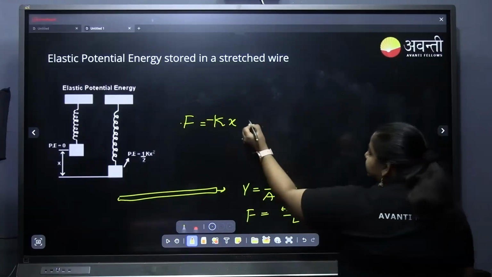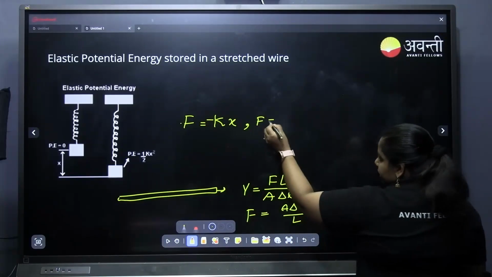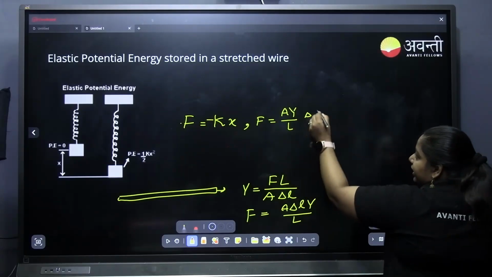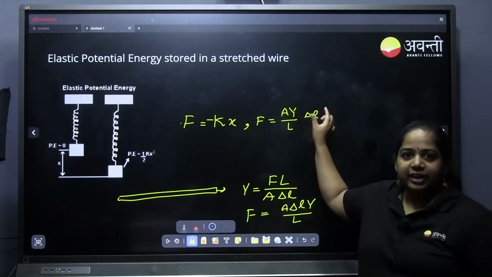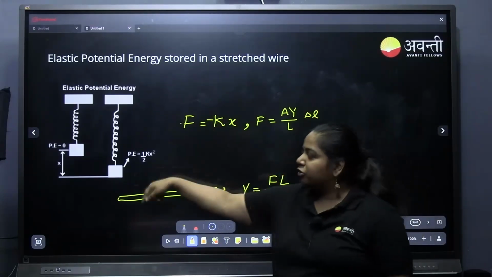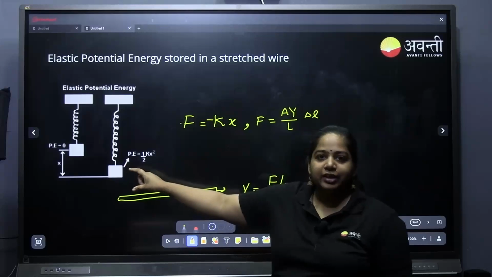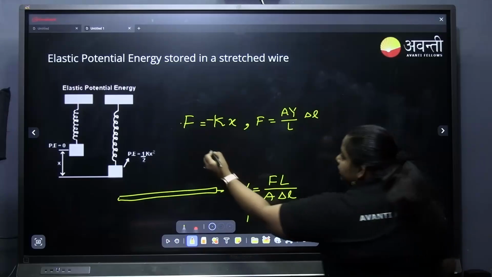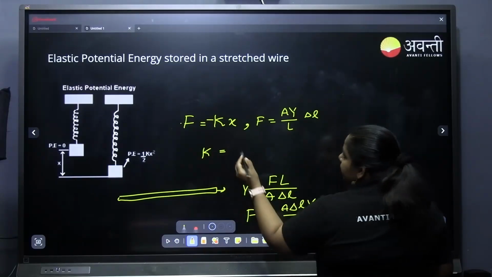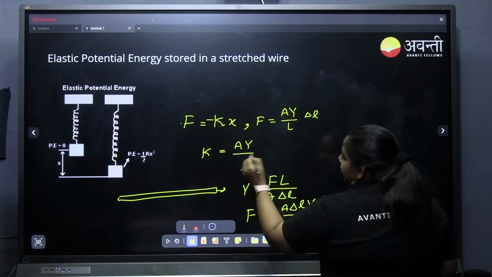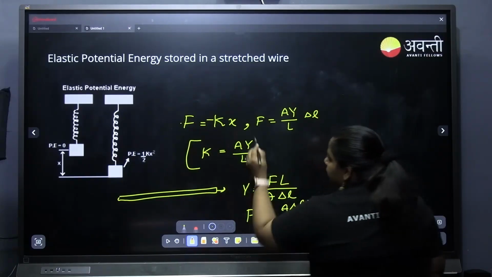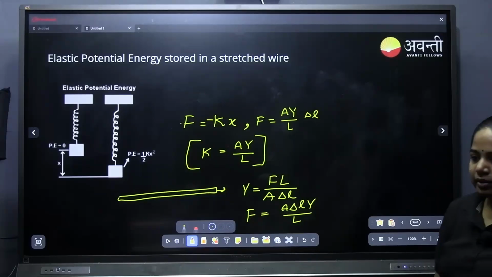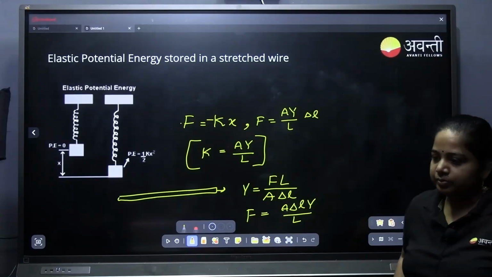Now if you compare this side by side, F equal to A Y by L times delta L, where delta L is the elongation. In the spring, x is the elongation, right? So if you compare side by side, we can say that k equal to A Y by capital L. One result which we are taking. Any doubts?